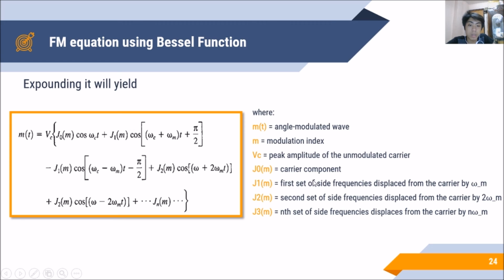J0(m) is the carrier component, J1(m) is the first set of side frequencies displaced from the carrier by omega m, and J2(m) is the second set of side frequencies displaced from the carrier by 2 omega m, and Jn(m) equals the nth set of side frequencies displaced from the carrier by n omega m.